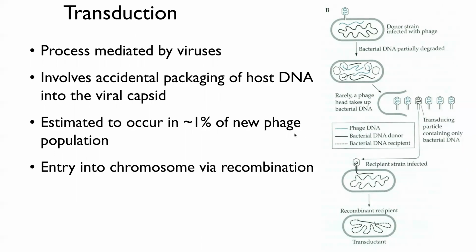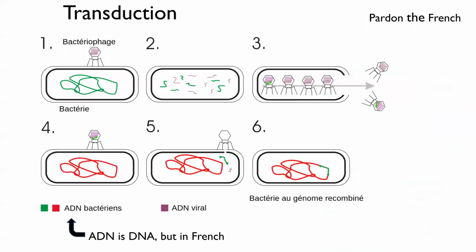And what ends up happening is transduction involves the accidental packaging of the host DNA into the viral capsid. And this is something that's estimated to occur about 1% of all new phages produced. And very much like our transformation, it is essentially injected into the chromosome of the host via recombination.